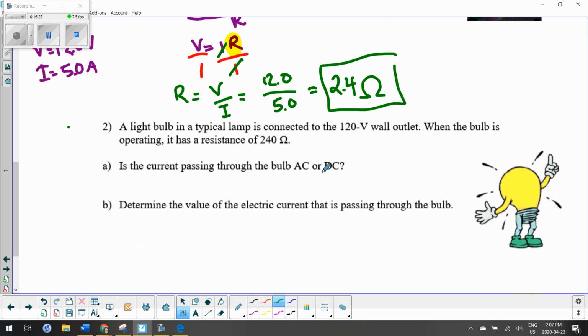Okay, next one. A light bulb in a typical lamp is connected to a 120 volt wall outlet. Okay, so we still have 120. That's your voltage. When the bulb is operating, it has a resistance of 240 ohms, so that's R. Is the current passing through the bulb AC or DC? Well, you have to think about what this device is. It's a lamp, and it's saying it's plugged into the wall. So anytime you have anything plugged into the wall, it is representing alternating current, or AC.